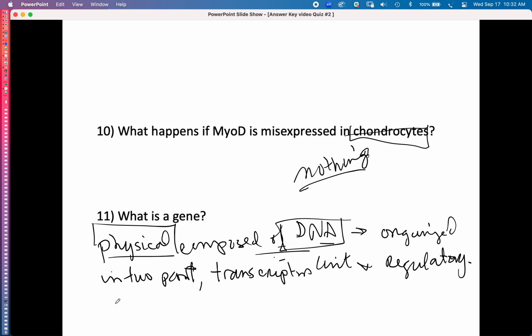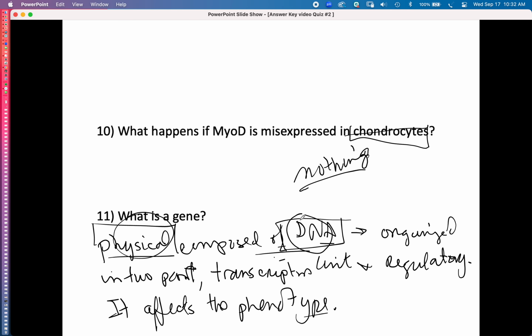And the last thing is we need to say it affects the phenotype. The gene is the fundamental unit of inheritance, heritability. And so it is that because it affects the phenotype. So when I ask this on an exam now, you'd need to have all those: physical, DNA, two parts made of transcription unit, regulatory region, affecting the phenotype. So, you got credit, and this is a good example where I gave credit to a lot of students that did not have a complete answer.